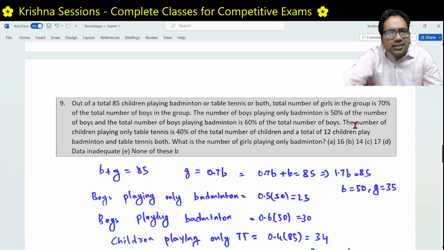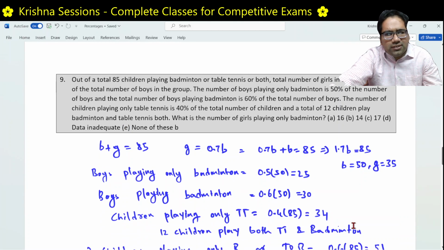Okay. What is it saying? The number of children playing only table tennis is 40% of the total number of children. The total number of children is 85. 40% of 85 is 34. These children are playing only table tennis. So of 85 people, 34 are only playing table tennis.